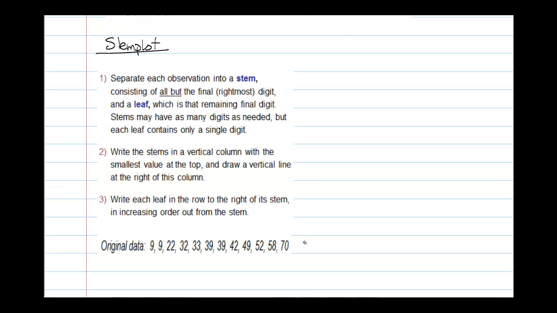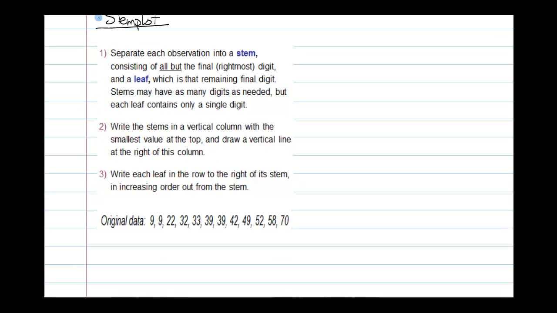When you start producing a stem plot, the first thing you want to do, and I'm going to be working with this data set down here, is separate each observation into a stem consisting of all but the final rightmost digit, and a leaf. The leaf is that basic remaining final digit. Stems may have as many digits as needed, but each leaf contains only a single digit. So for instance, when we look at the number 9 down here, I would separate that into 0 and 9.